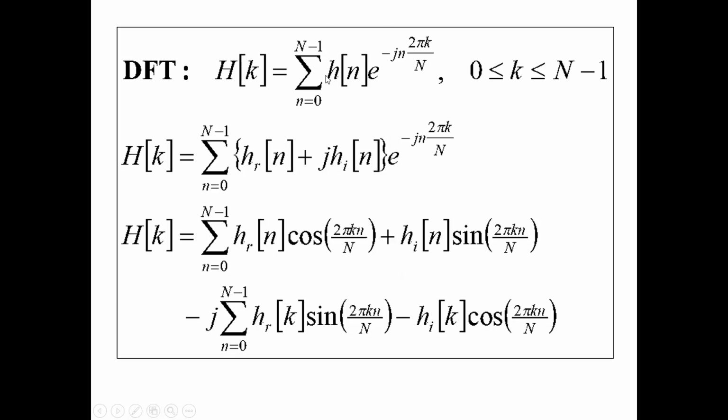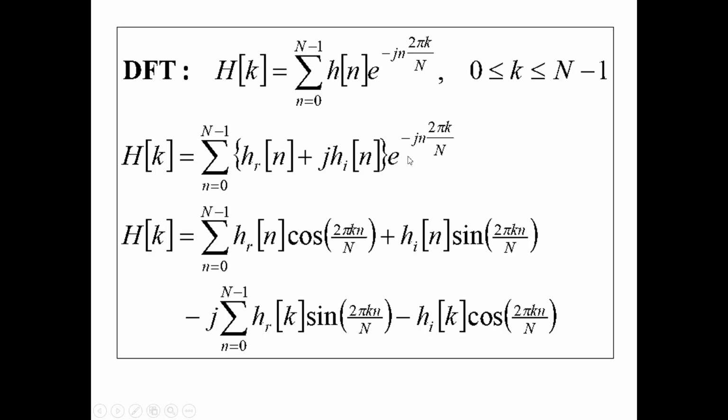Now, H[k] will be given by this formula. This is the DFT formula. Now we replace h[n] with the real part and the imaginary part, and the whole will be multiplied by e to the power minus j n 2 pi k divided by capital N. So we break this e to the power j theta, which is cos theta plus j sin theta. So we use that formula here: cos of 2 pi kn over N and sine of 2 pi kn over N, and of course the j factor will also be there. There are two parts: one is the real part, the other is the imaginary part.